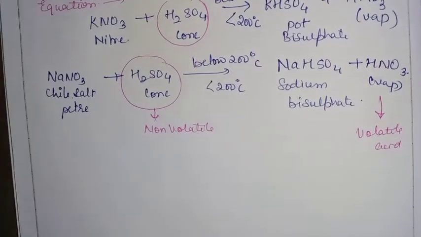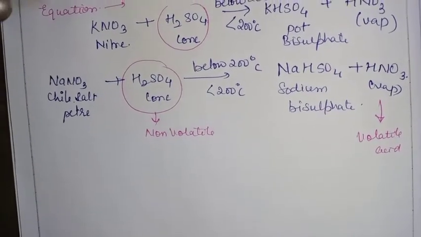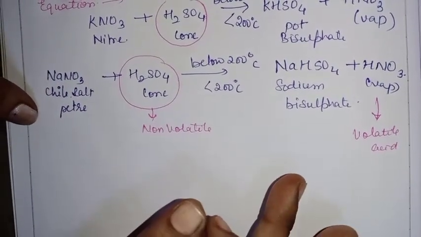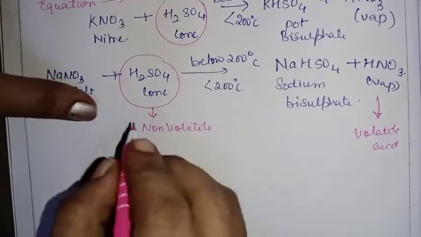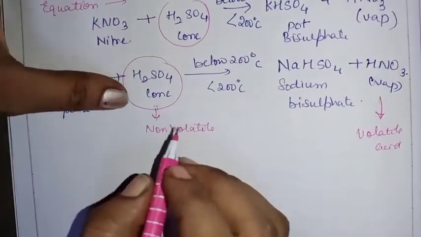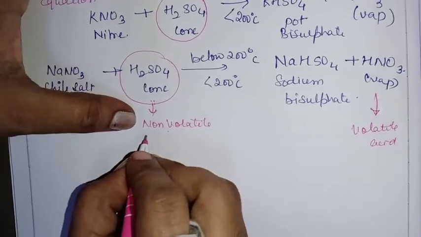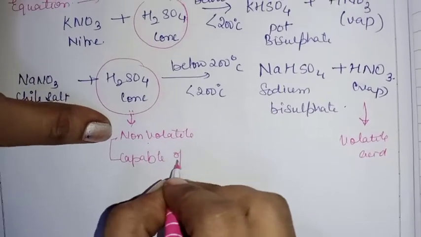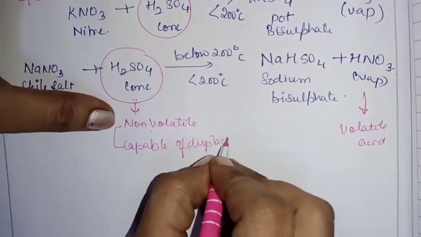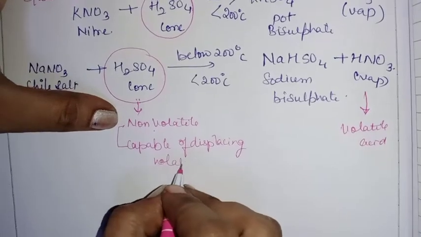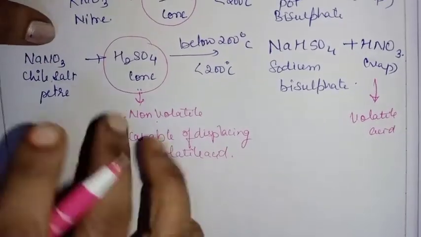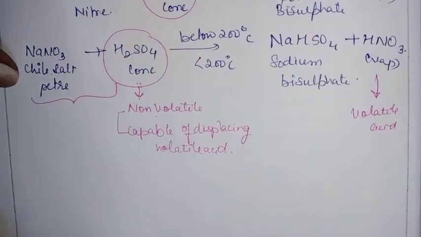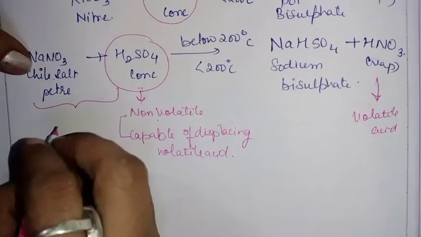Now sulfuric acid, why are we preferring it? Because it is a non-volatile acid and it is capable of displacing the more volatile acid from the salt. Why are we using concentrated sulfuric acid? Because it is a non-volatile acid as well as capable of displacing the volatile acid. This is the first part of our reactants. So in the reactants we have discussed the concentrated sulfuric acid.